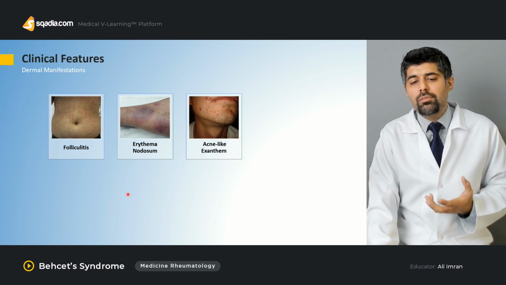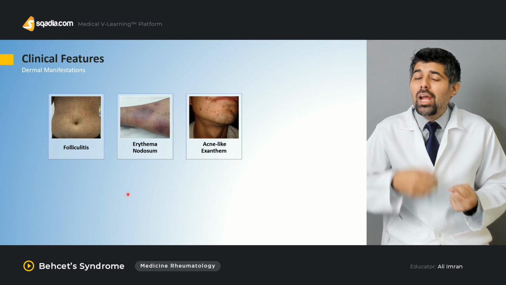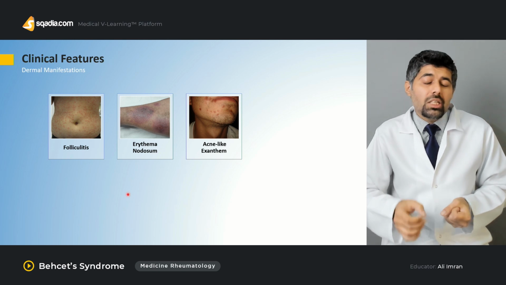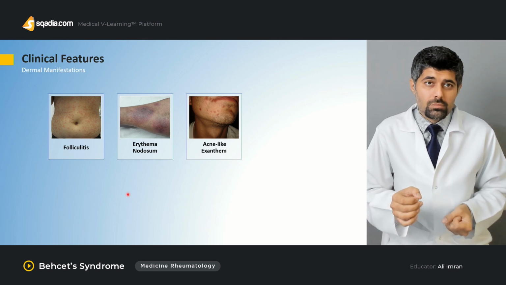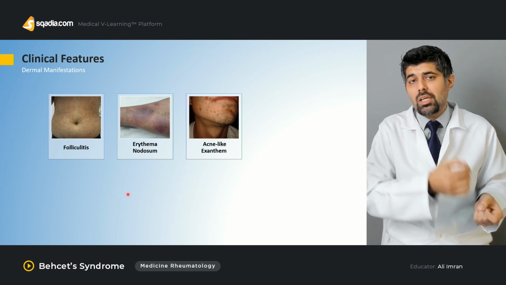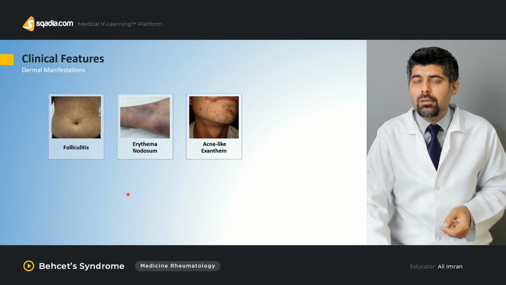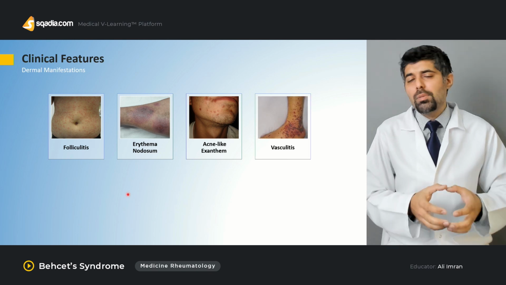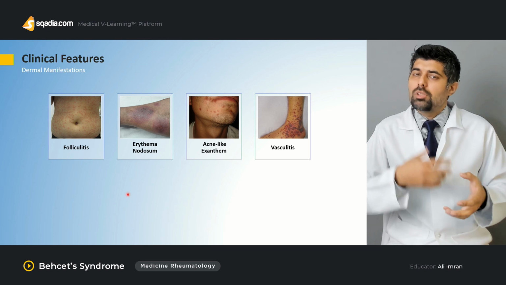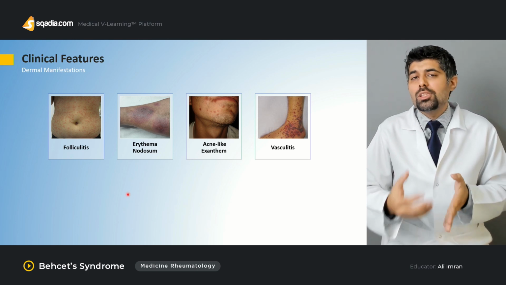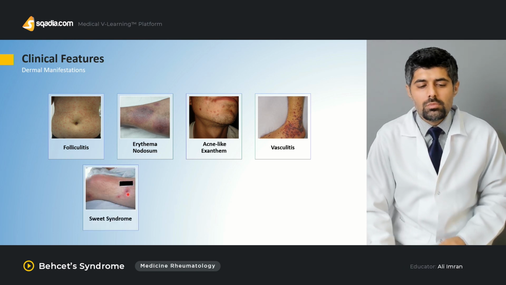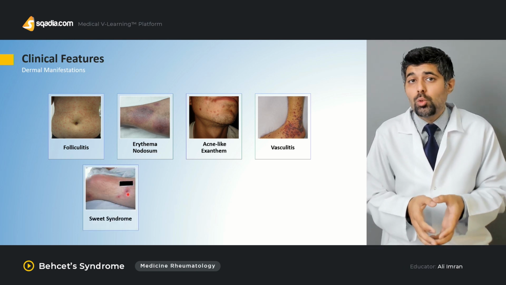Then we have the manifestation of acne or acne-like manifestation. Now, it must be noted that it is not true acne, only that the pustules resemble the manifestation of a typical acne. Then we have the picture of the typical vasculitis, because the underlying cause is always the inflammation of the vascular tissue. Next, we have the Sweet syndrome.